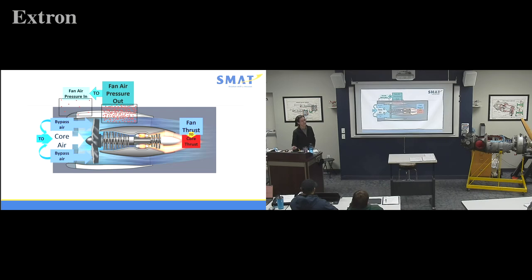So just to give you a visual on the numbers, let's say for instance, 1/5 of the air is going through the fan, and then 4/5 of the air is going through the core. So that would be like 20% going through the fan, 80% going through the core. So that would be your difference between bypass ratios.